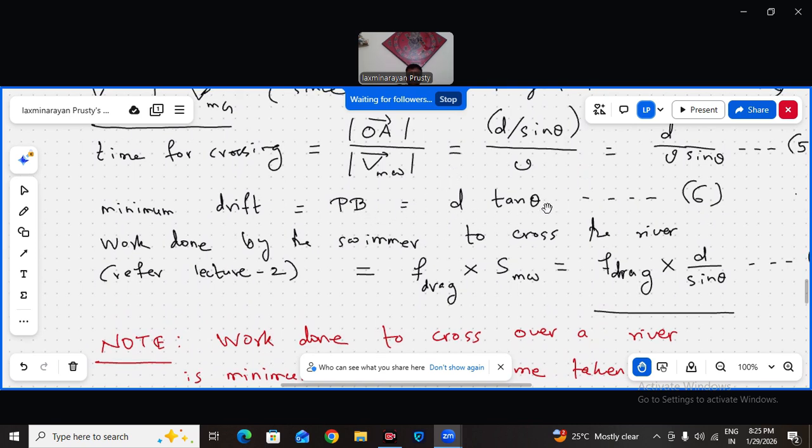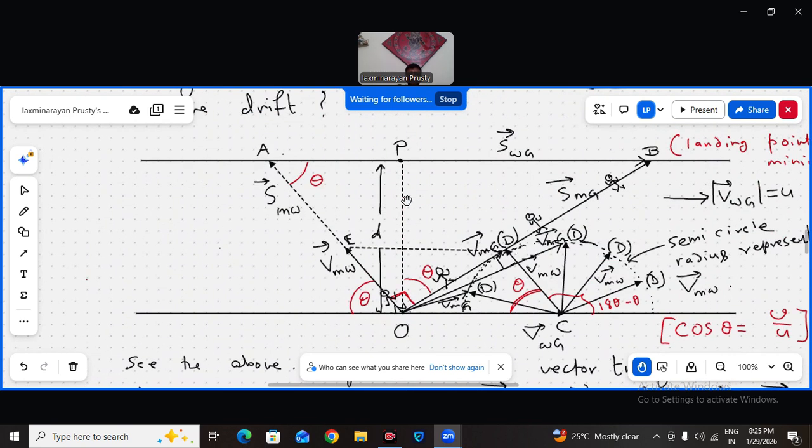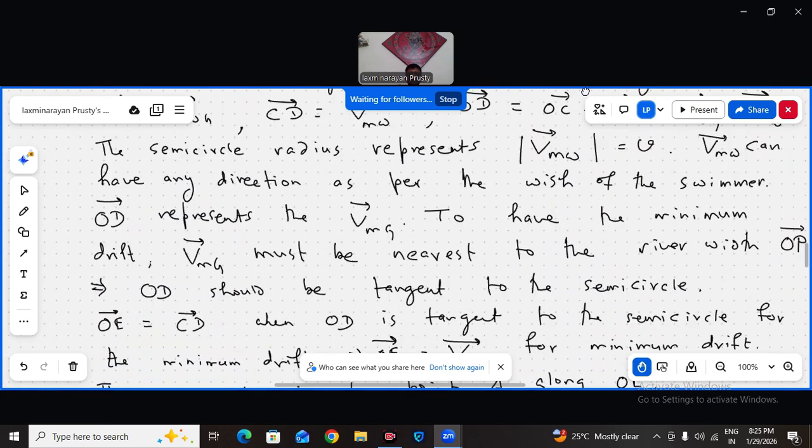Minimum PB value is D tan theta, just as I told you earlier. So this is D, and this is theta. So D tan theta is PB.